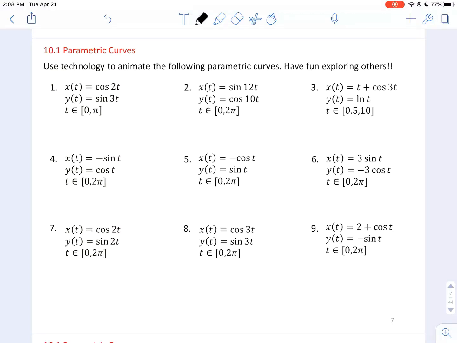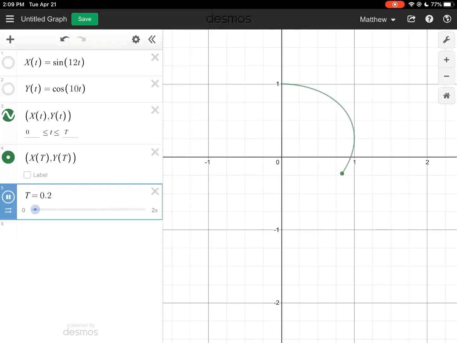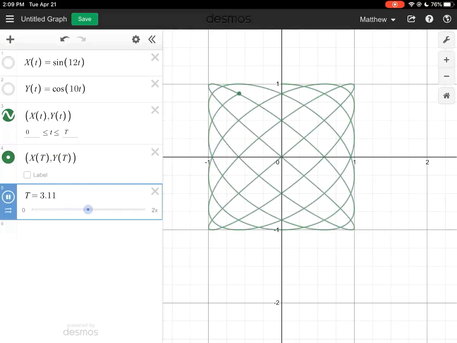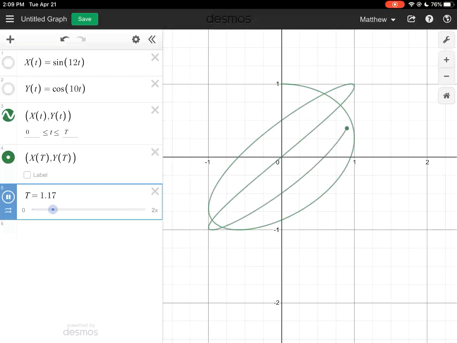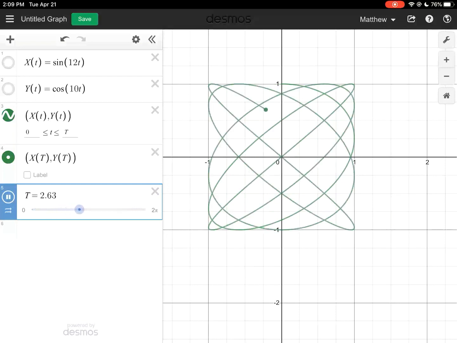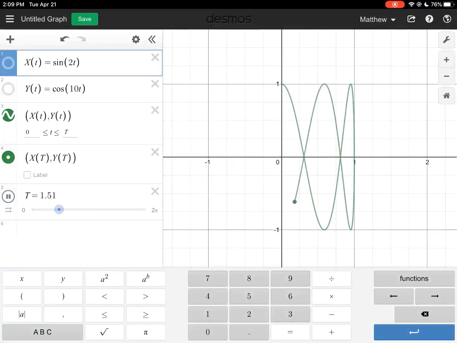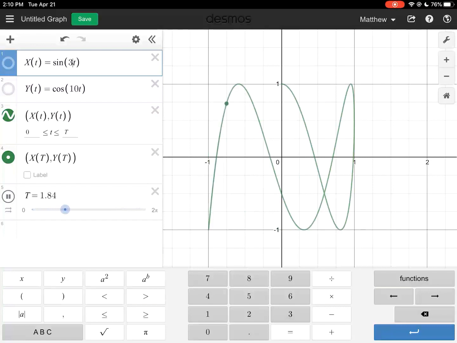Let's do number 2. So x is sine 12t, y is cosine of 10t. Now, this is going to be a fun one to watch what happens as it draws itself. You can definitely see it not repeating its path up to a certain point. By the time we get to time pi, the point has moved onto its path again. We get a very interesting symbol that's produced and then redrawn as time continues. Lots of strange things will happen when you just mess with these things. Let's make that just a sine 2t, see what this does. Sine 3t.